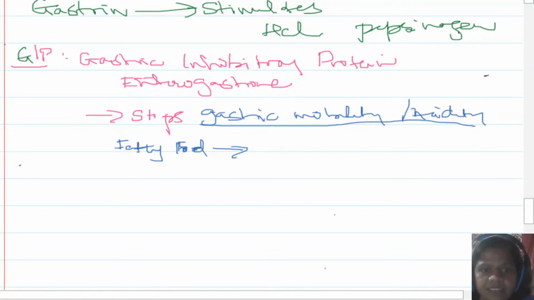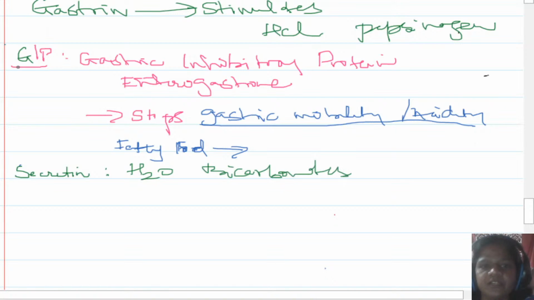And the next one is secretin. Now this stimulates the production of water and bicarbonates. These are all produced by the duodenum, people. This is the only one produced by the stomach. The rest of them are all produced by the small intestine or the duodenum. Secretin stimulates the production of water and bicarbonates from the pancreas.